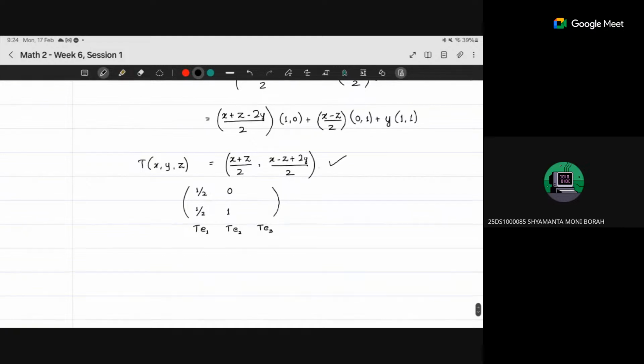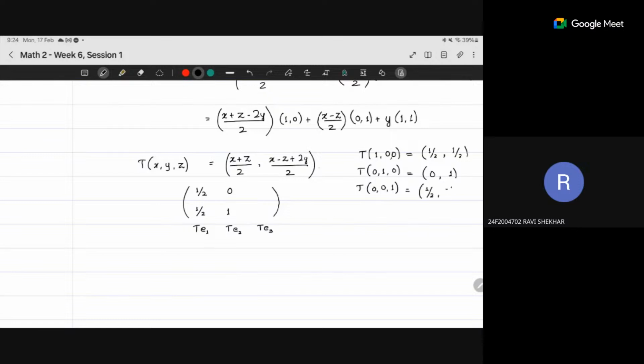See, this is the general expression of the transformation. To get the matrix, I do these 3 computations: T of 1 0 0, T of 0 1 0, and T of 0 0 1. The first column is half half, the second is 0 1, and the last column is half, minus half. So this is the matrix of the transformation.